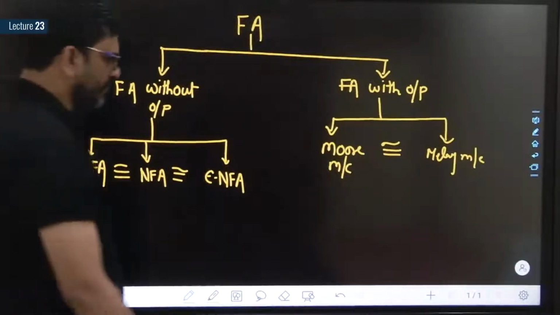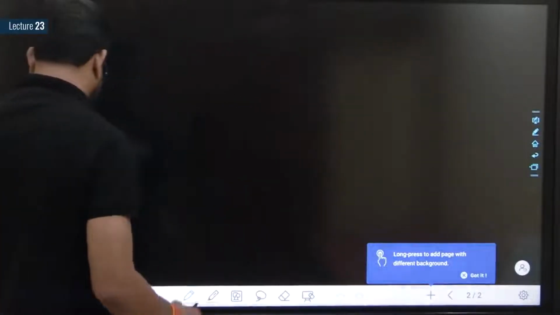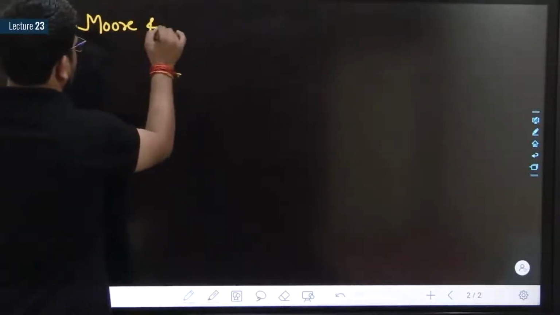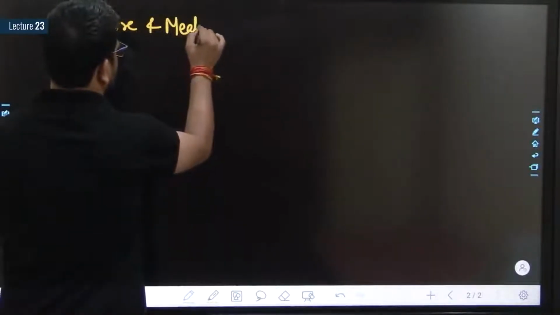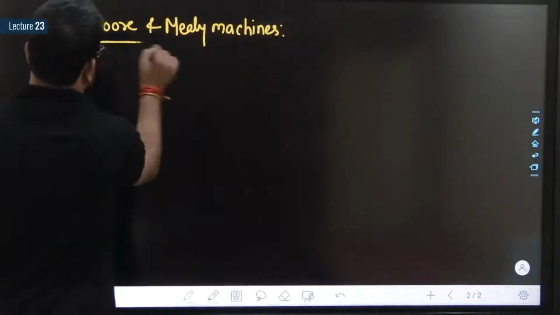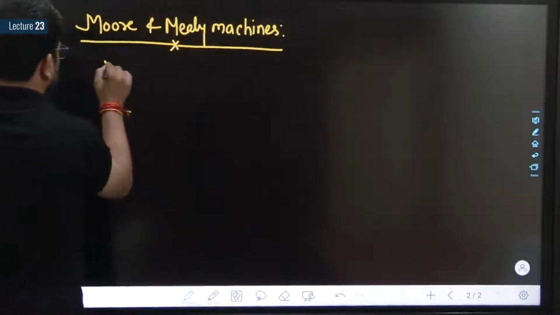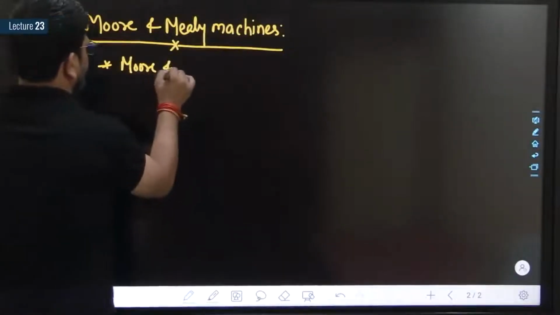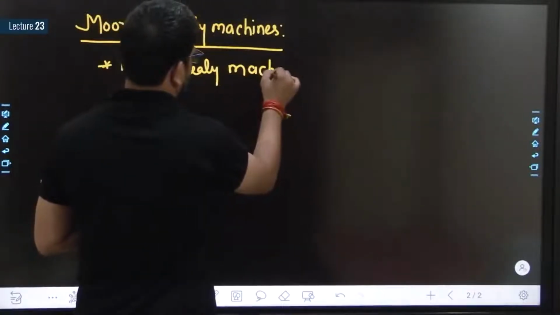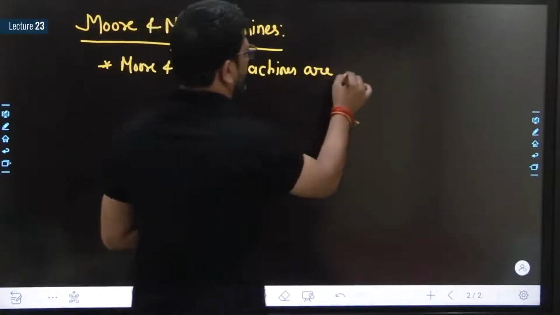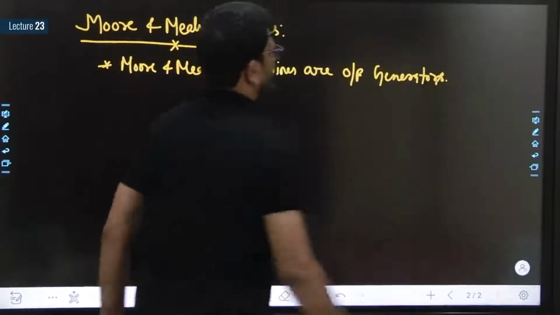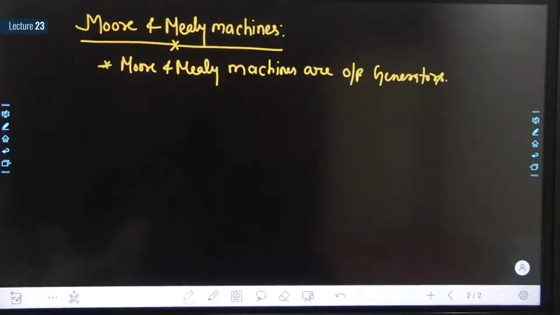Okay. Now, next setting is Moore machine and Mealy machine. Moore and Mealy machines are output generator. Clear? Moore machine and Mealy machine are output generator. Clear?